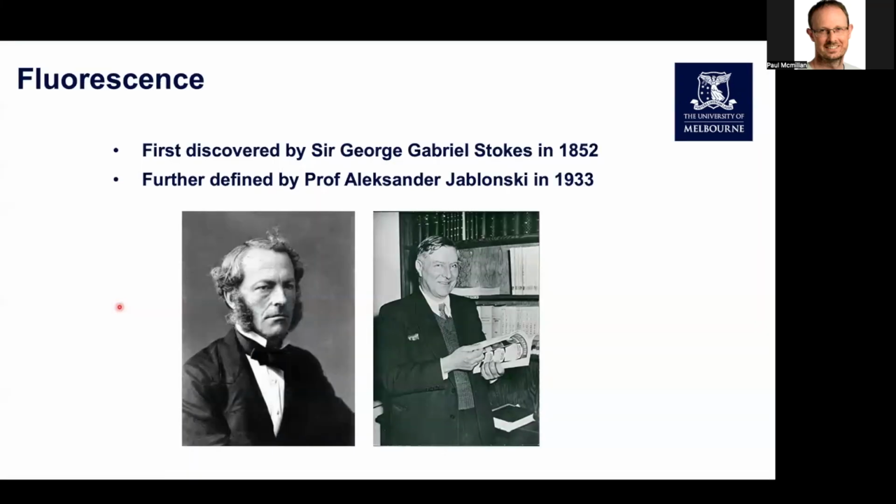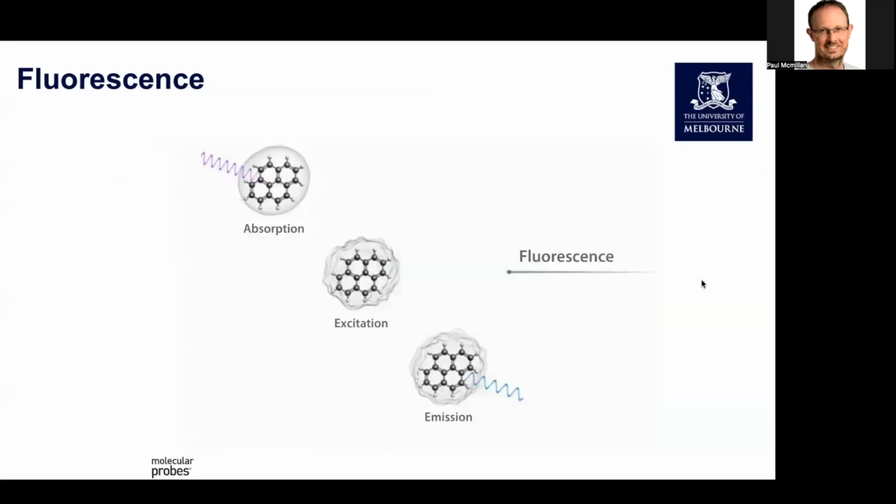Fluorescence was first discovered by Sir George Gabriel Stokes in 1852 and was further defined by Alexander Jablonski much later on in 1933. Keep track of those names. They will come up over the next few slides. So Stokes and Jablonski, you can play your bingo card. They will come back up.